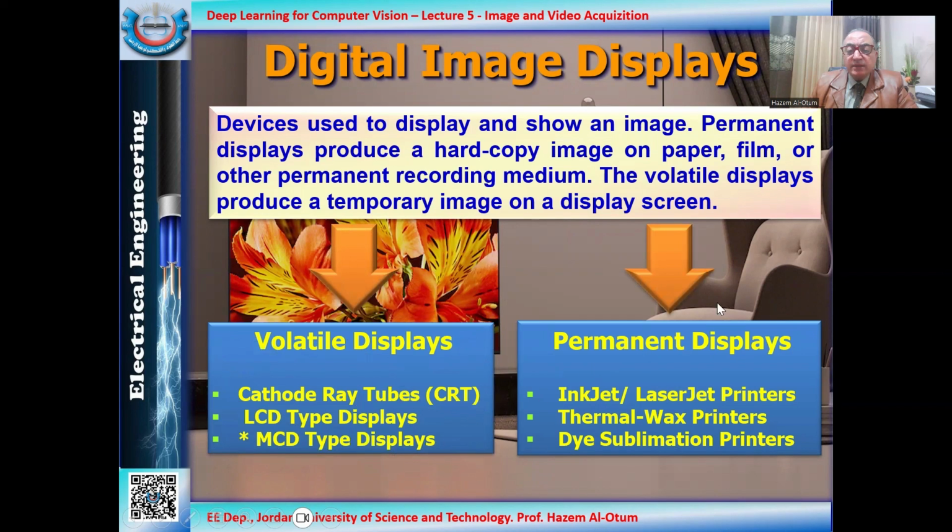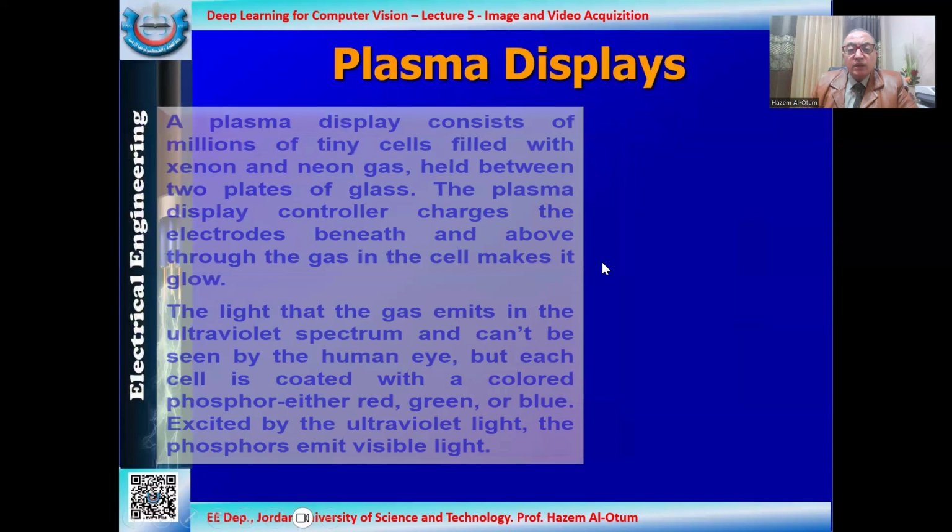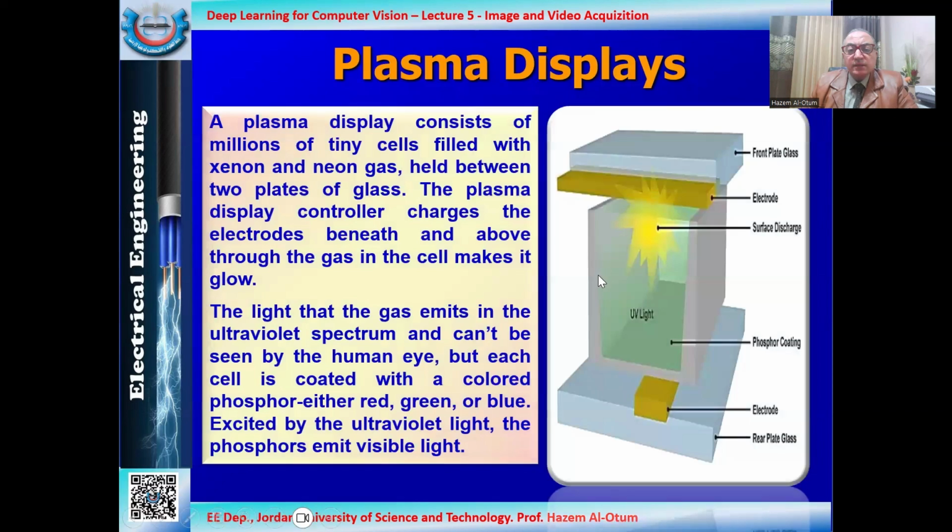The other type of displays is the permanent displays. Here we have different types of printers, mainly inkjet printers, laser printers, thermal wax printers, dye sublimation printers, etc. All these types of displays are mainly printers. I'll talk about these types of displays very quickly.